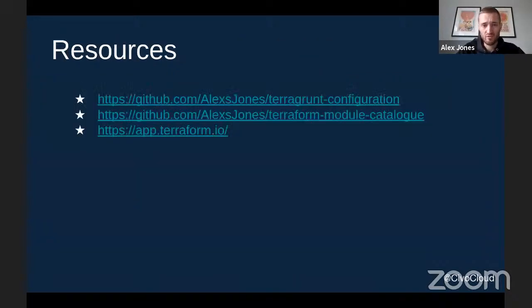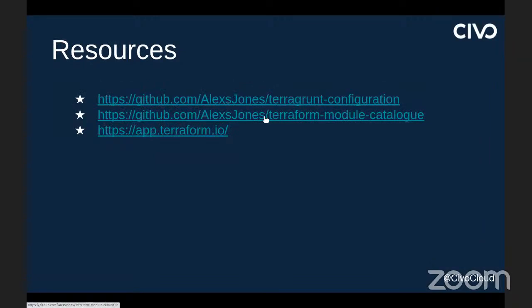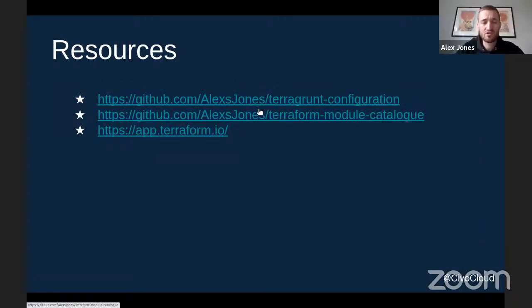So I've mentioned a few resources. Feel free to grab these. I'm sorry you can't click through to them, but I'm sure we can share them in the chat later on. If you want to play around with the Terragrunt configuration and the Terraform module catalog, all you need is your own Civo token and your own Terraform workspace. And for bonus points, if you want to try and not use a Terraform workspace, try modifying that backend to a local Terraform state. It will work. You just need to change it so that it's not using a remote workspace.